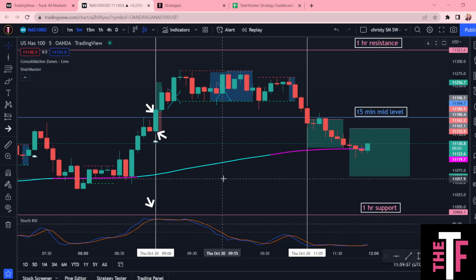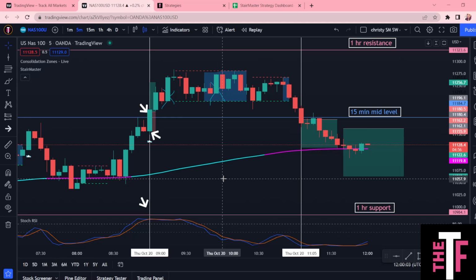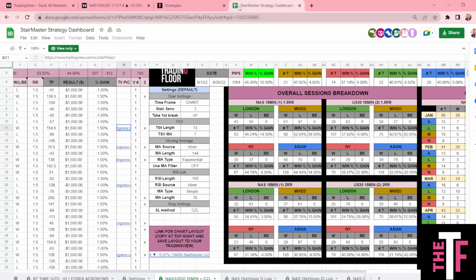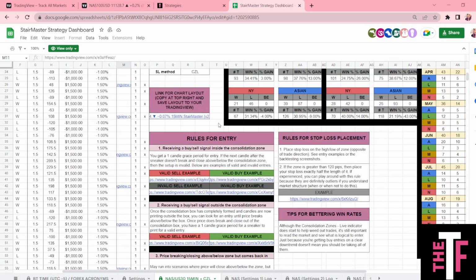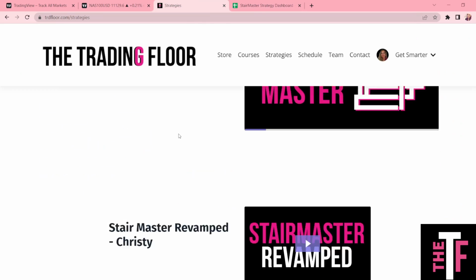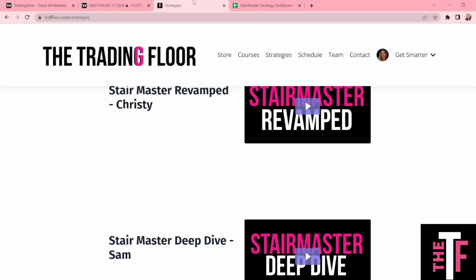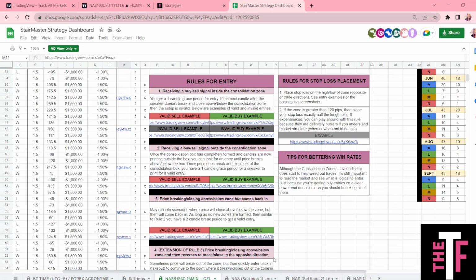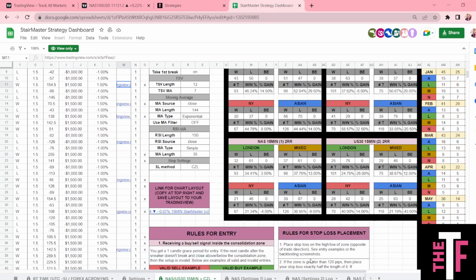If you are unsure about support and resistance and mid levels, and you do not trust yourself yet, and you're not quite comfortable with your market analysis and putting a little bit of extra into it, then the 15-minute time frame, where I was showing you that we have just using consolidation zones live and the StairMaster indicator with set rules, which there is a video on the website. You could watch that video. That video is this one, the revamped one by me. And then there are rules here. They are all well explained. There's tons of examples. And then the data for that strategy are on here.